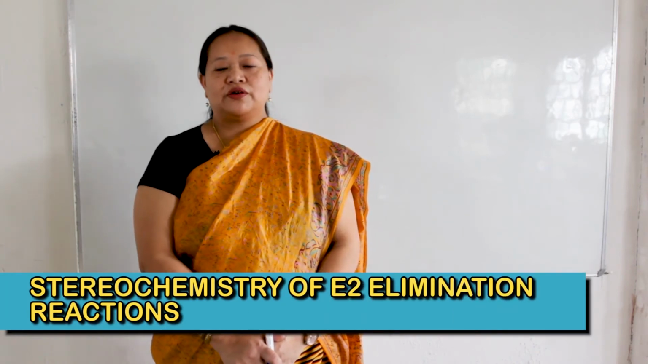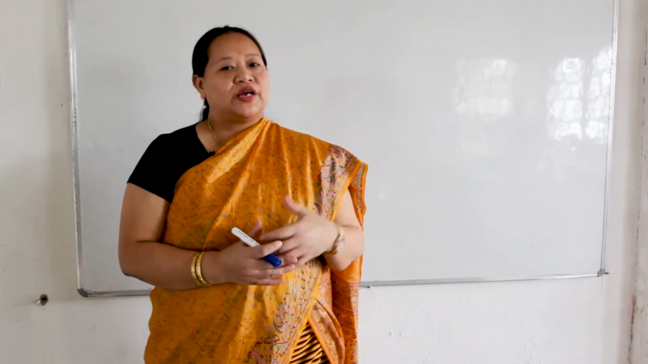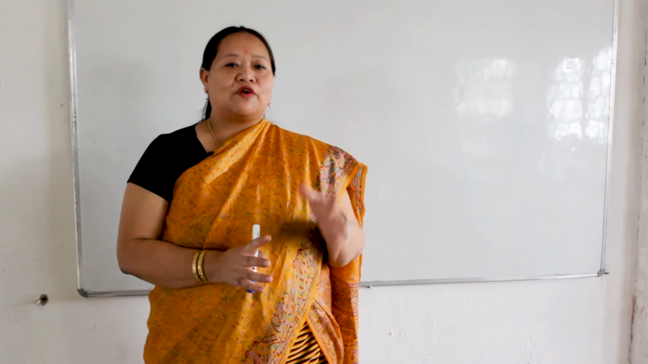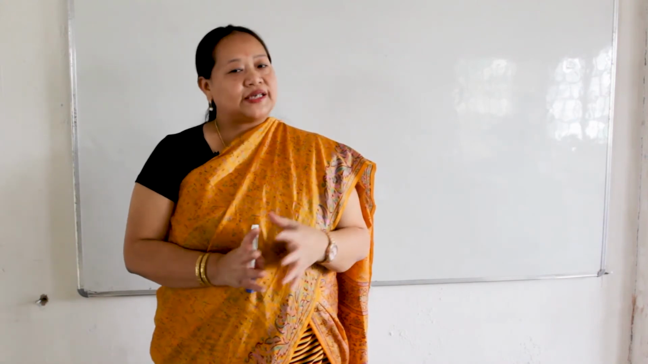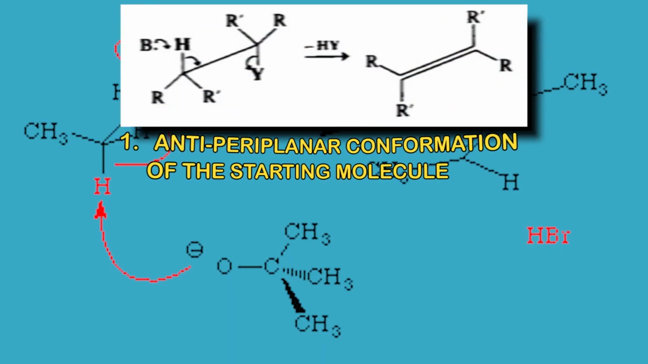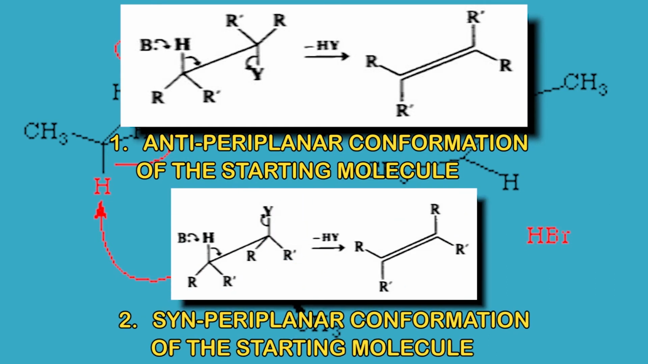Now we will come to the stereochemistry of E2 elimination reactions. We are dealing with E2 elimination reactions only because we are more concerned about the stereochemistry involved in these E2 elimination reactions. When an E2 elimination reaction occurs in acyclic molecules, it can occur via two of the following conformations. Number one, the anti-periplanar conformation of the starting molecule, or number two, the syn-periplanar conformation of the starting molecule.